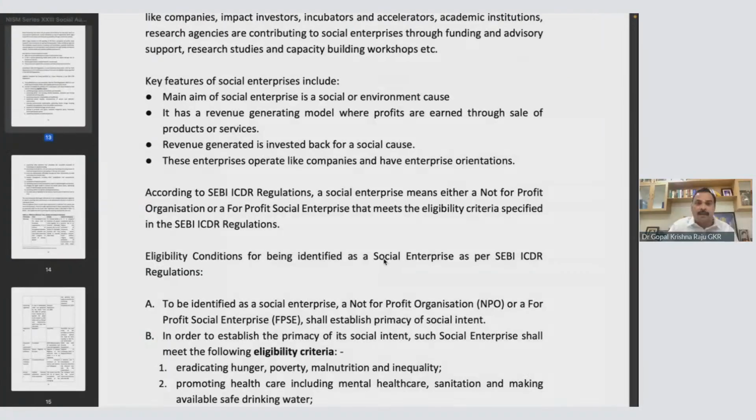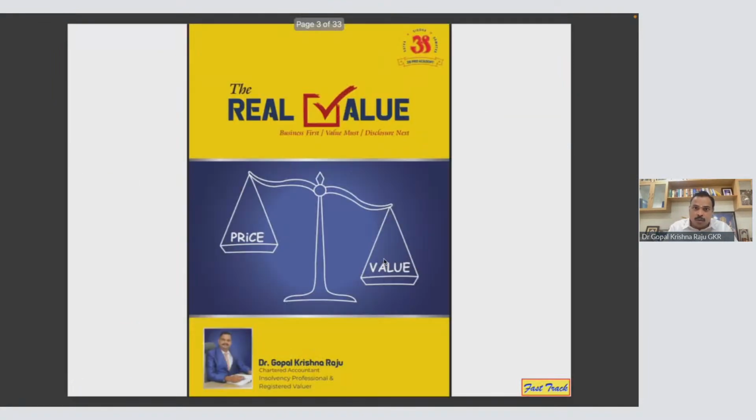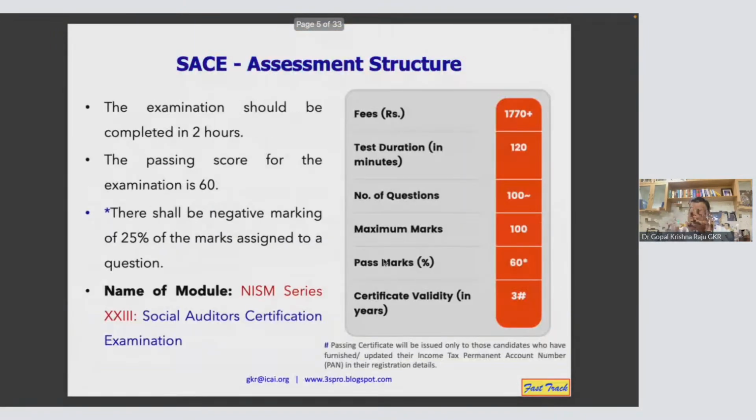Before I venture into the subject, I wish to share some significant aspects with respect to this examination. Point number one, this is a certificate examination which has a validity only for 3 years. This is an examination conducted by the National Institute of Securities Market, and they conduct various examinations. They are actually a testing agency of, we can say, SEBI, the Securities and Exchange Board of India.